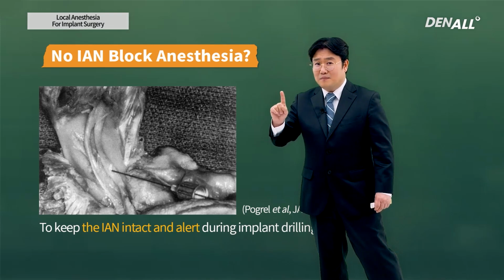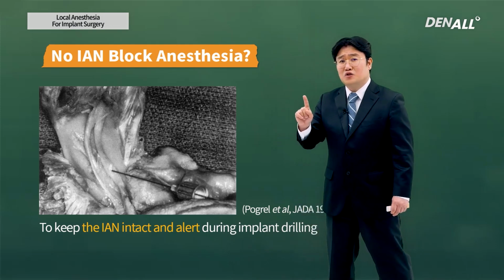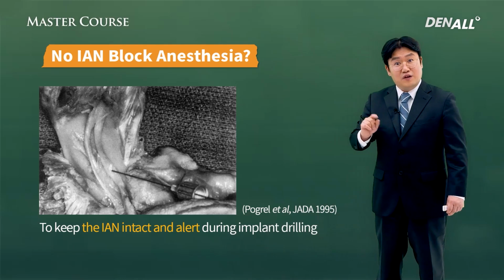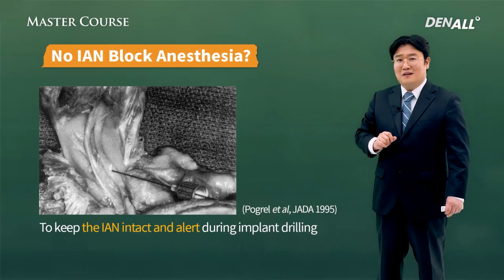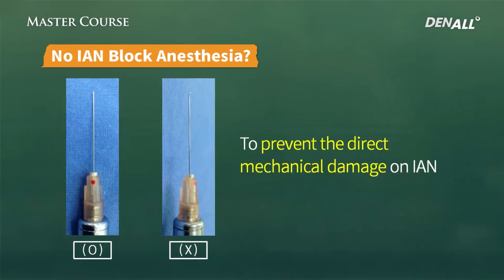The second reason, when we do implant placement in the mandible. Why do we not block the inferior alveolar nerve? Because we want to keep the inferior alveolar nerve active. According to many research studies, during injection, even though the needle directly touches the inferior alveolar nerve, not much damage is really made to the nerve.